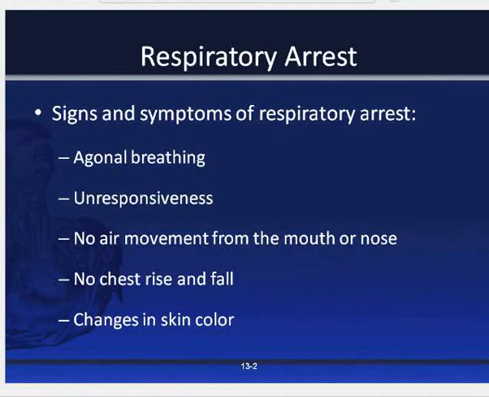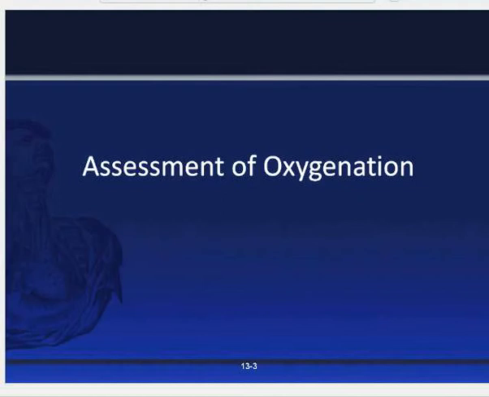Respiratory arrest is the absence of breathing. If not corrected, respiratory arrest will in turn rapidly lead to cardiac arrest. Agonal breathing is slow and shallow breathing that is sometimes seen just before onset of respiratory arrest. Other signs and symptoms of respiratory arrest include the following: unresponsiveness, no air movement from the mouth or nose, no chest rise or fall, and change in skin color caused by lack of oxygen. Again, that skin color change will most likely be cyanosis.